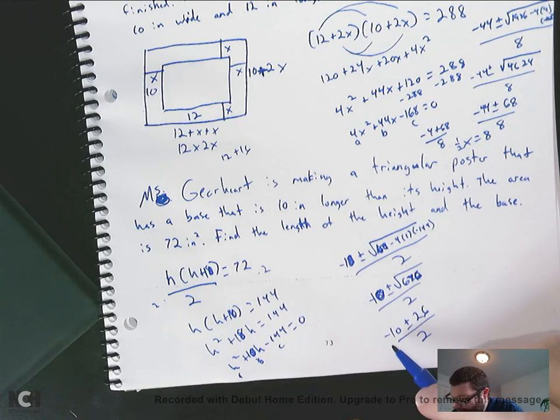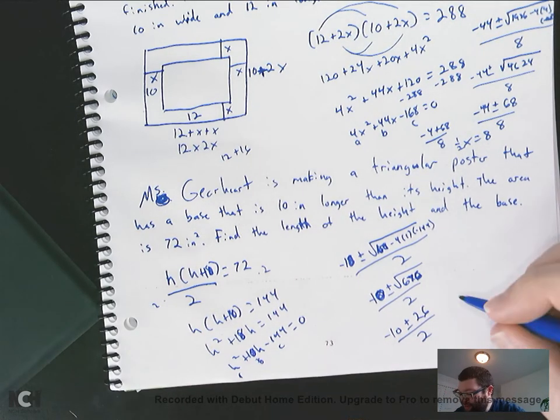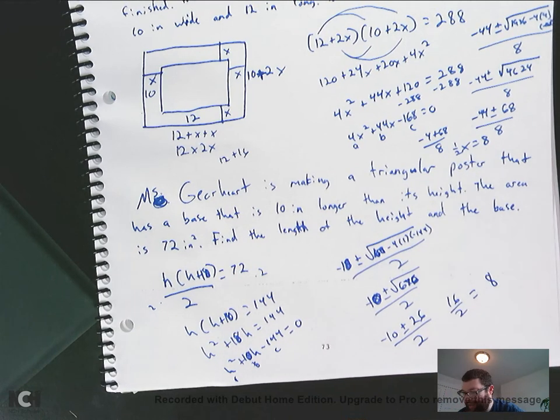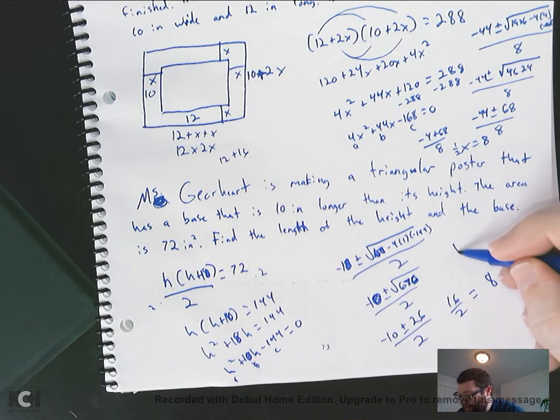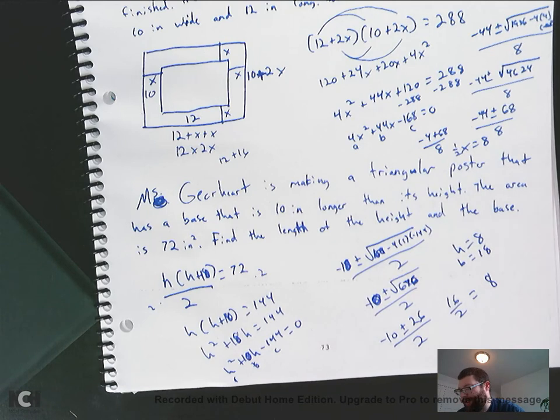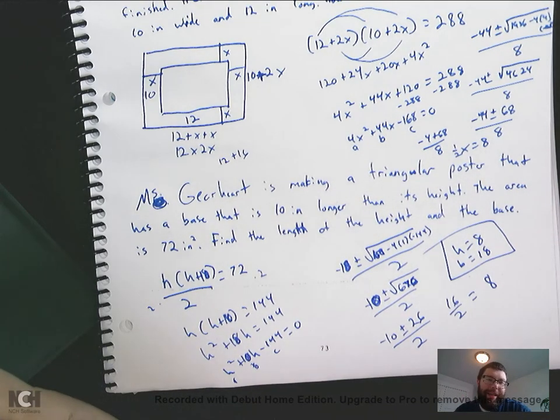All right, so if I do negative 10 minus 26, I'm going to get a negative number. I don't want that. I want the positive one. So negative 10 plus 26 would be 16 divided by 2 is going to be 8. So the height is equal to 8. The base is 10 inches longer, so the base would be 18 inches. And that would be your 2 answers. All right, there you go.